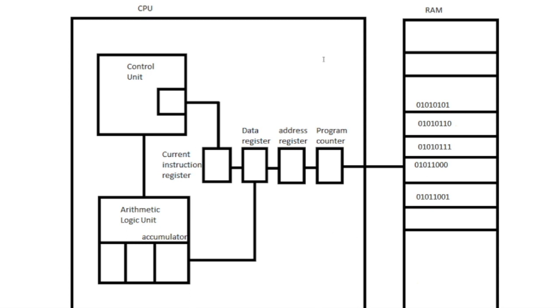The CPU pretty much repeats this cycle over and over again. And that's how a program would be executed in a rather simple computer.